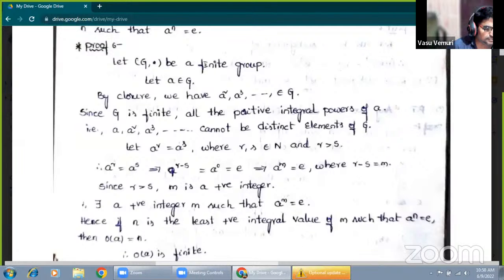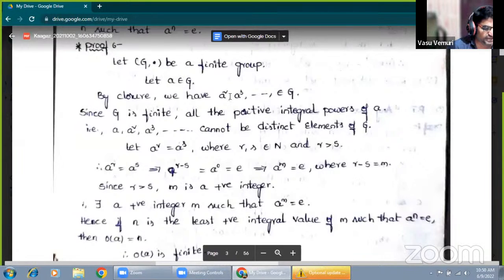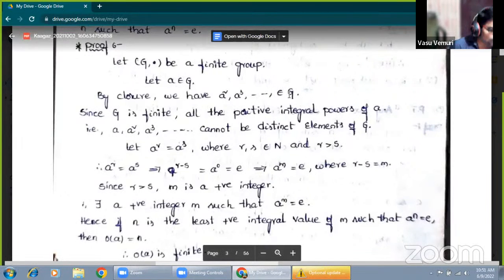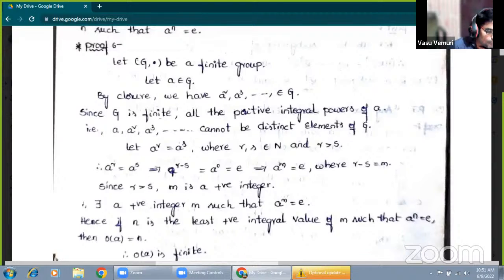By closure, the elements of the group are A, A into A is A square, A into A square is A cube, A into A cube is A power 4, and continuing in the same manner we get the closure elements in this group. When the group is finite, all the positive integral powers of A, that is A square, A cube and so on, cannot be distinct.